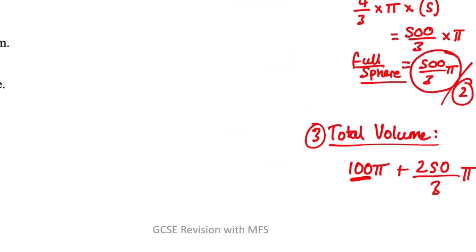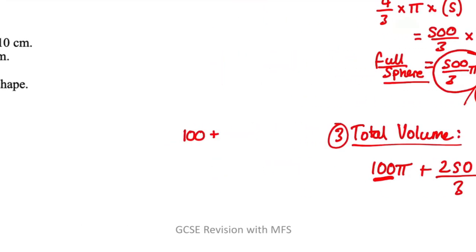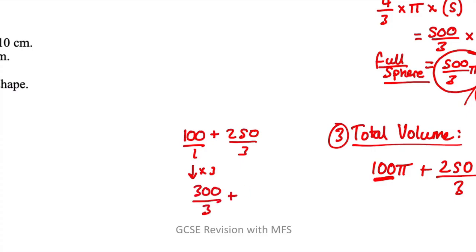So if we were to do this, 100 add 250 over 3, we need to convert them into the same denominators. This is over 1 at the moment, so you multiply this by 3 to convert them to the same denominators. 100 times 3 is 300 over 3. Add 250 over 3, and that gives you an answer of 550 over 3. Okay, that's why it's 550 over 3 and not 350.